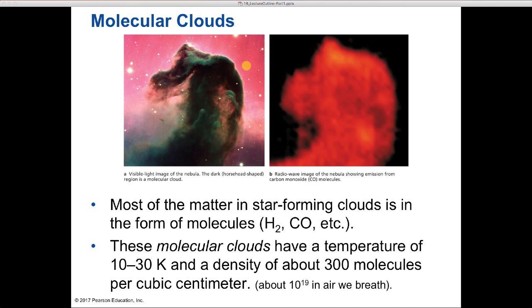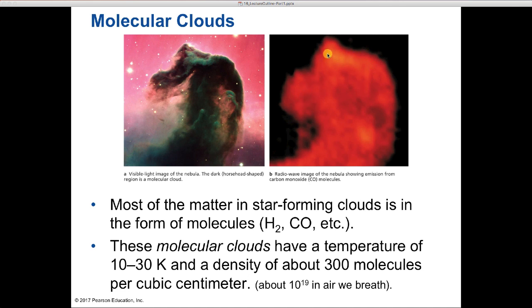So again, all atoms and all molecules absorb and emit certain colors. It just so happens that carbon monoxide emits a particular wavelength of radio wave. It's about 21 centimeters in wavelength. And if we look at this cloud with a radio telescope using a detector, a camera of some sort that's sensitive to that 21 centimeter radio wavelength, we get another picture of the cloud.